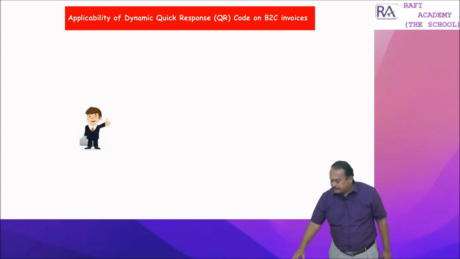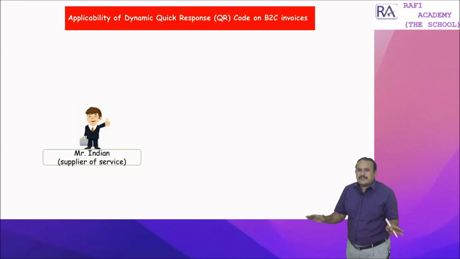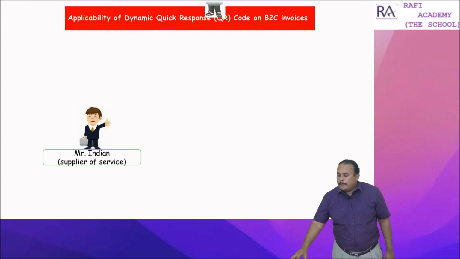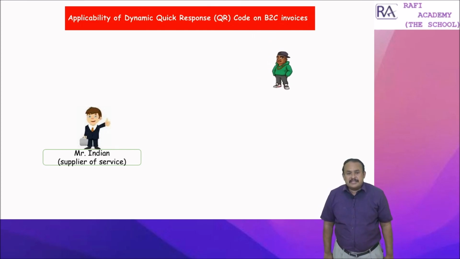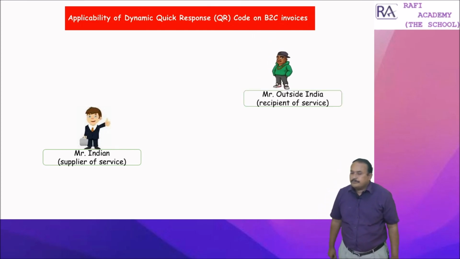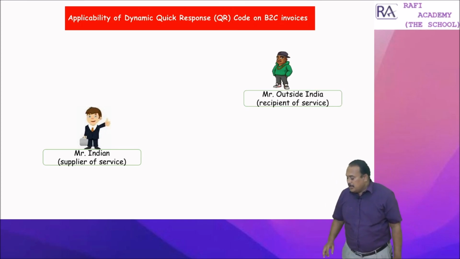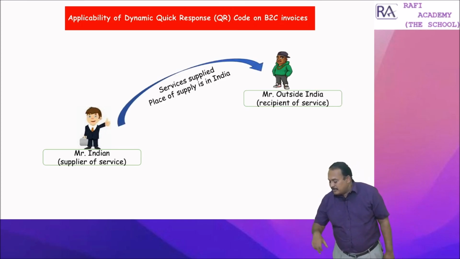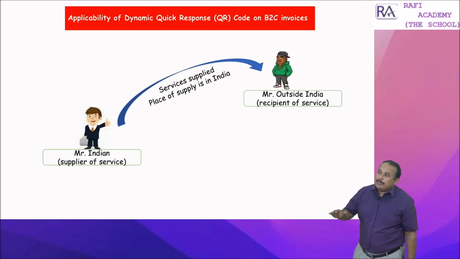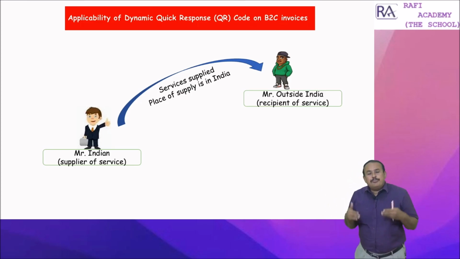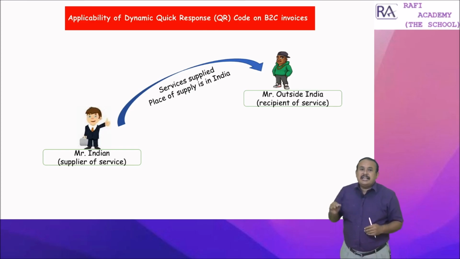Mr. Indian, supplier of service. Mr. Foreigner, who is from outside India, Mr. Outside India, who is a recipient of service. Supplier provides the taxable services to a place outside India, but the place of supply is in India. That means location of supplier in India, place of supply is in India. It will attract IGST as per the IGST Act.